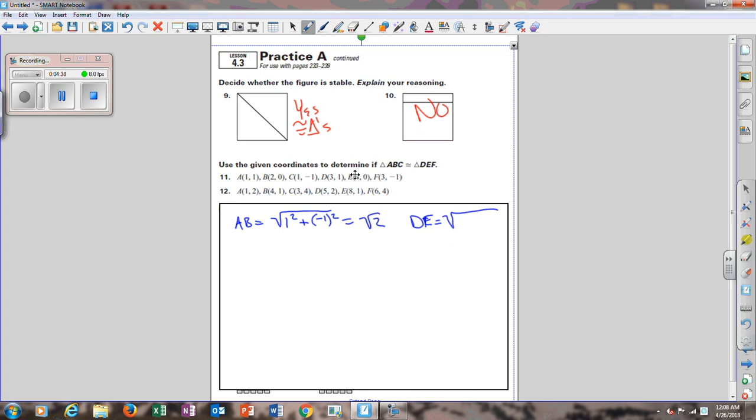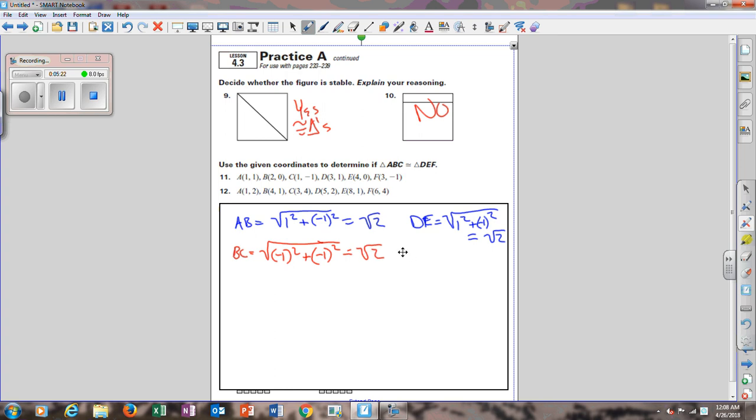So let's move on to DE. 4 minus 3 is 1 squared. And 0 minus 1 is negative 1 squared, which gives you the square root of 2. So far the 2 triangles are congruent. Now we're going to check BC. BC equals the square root of 1 minus 2, which is negative 1 squared, negative 1 minus 0, which is negative 1 squared. That again gives us the square root of 2.